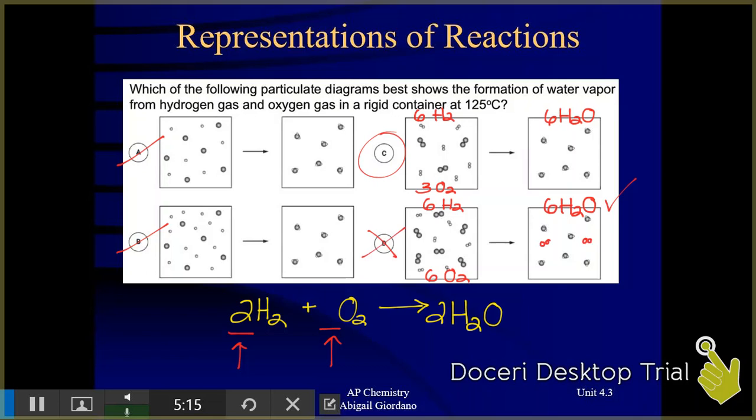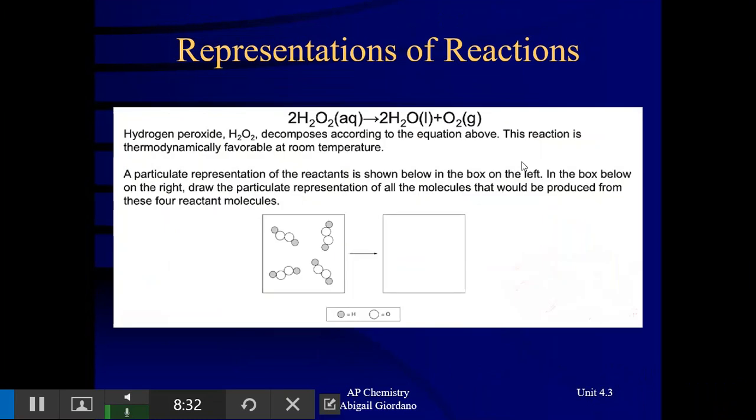Okay. I want to give you a chance to try this guy on your own. So it says we've got hydrogen peroxide and it decomposes according to the equation above. So this time they've actually given us the balanced equation. It says the reaction is thermodynamically favorable at room temperature. That's a term you haven't heard before. We will talk about it in a later unit. It just means it occurs by itself spontaneously.